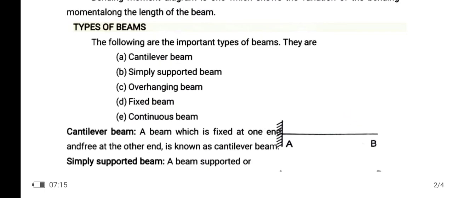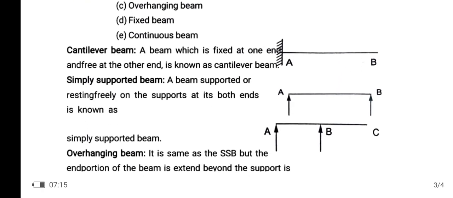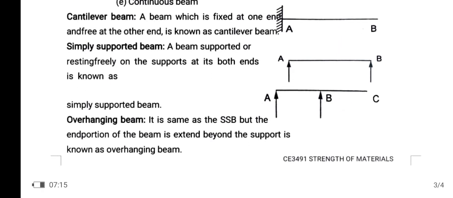Types of beam. The following are the important types of beam: cantilever beam, simply supported beam, overhanging beam, fixed beam, and continuous beam. First one, cantilever beam. A beam which is fixed at one end and free at the other end is known as a cantilever beam. Next, simply supported beam. A beam supported or resting freely on the supports at both ends is known as a simply supported beam.